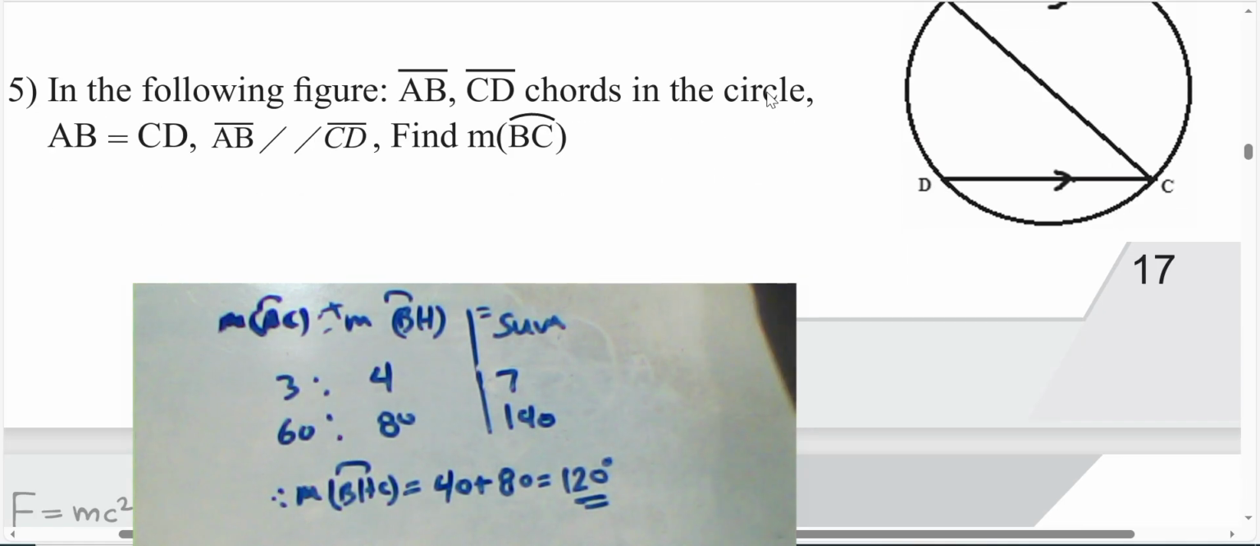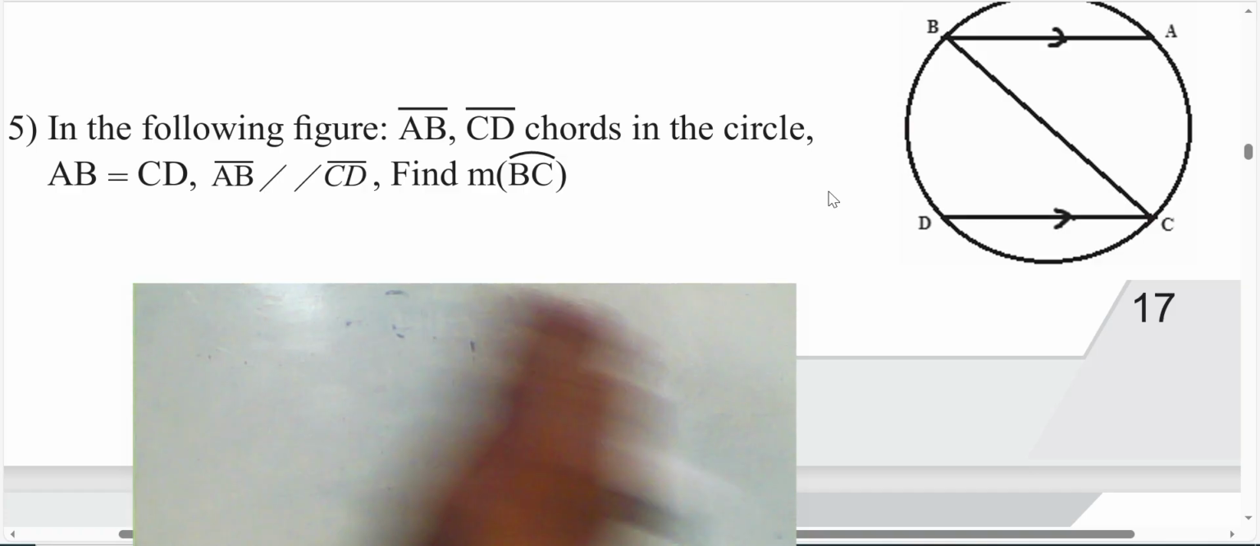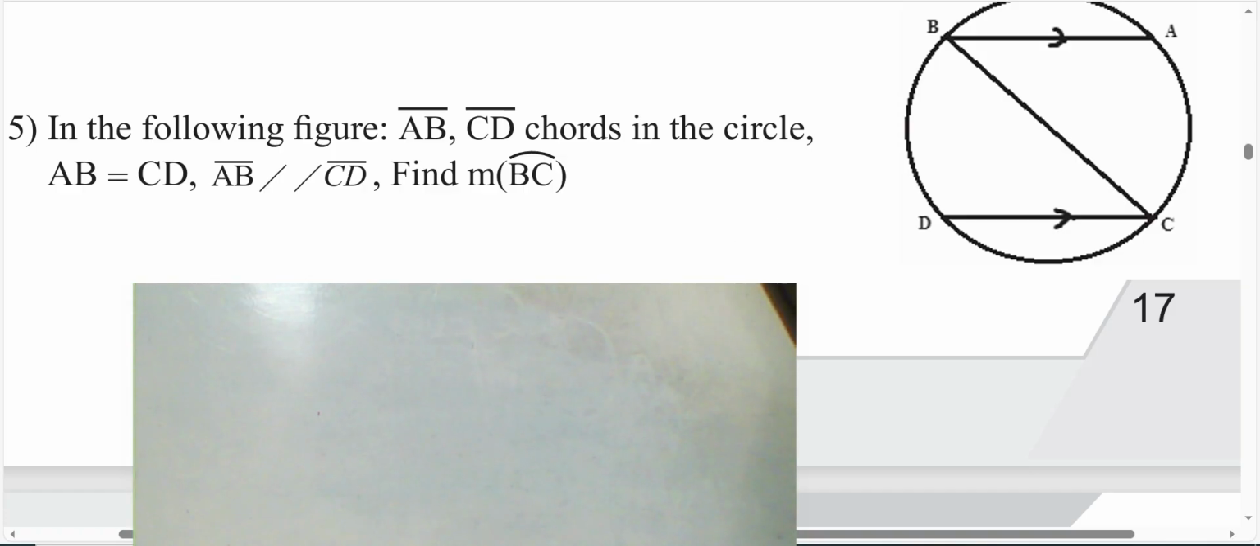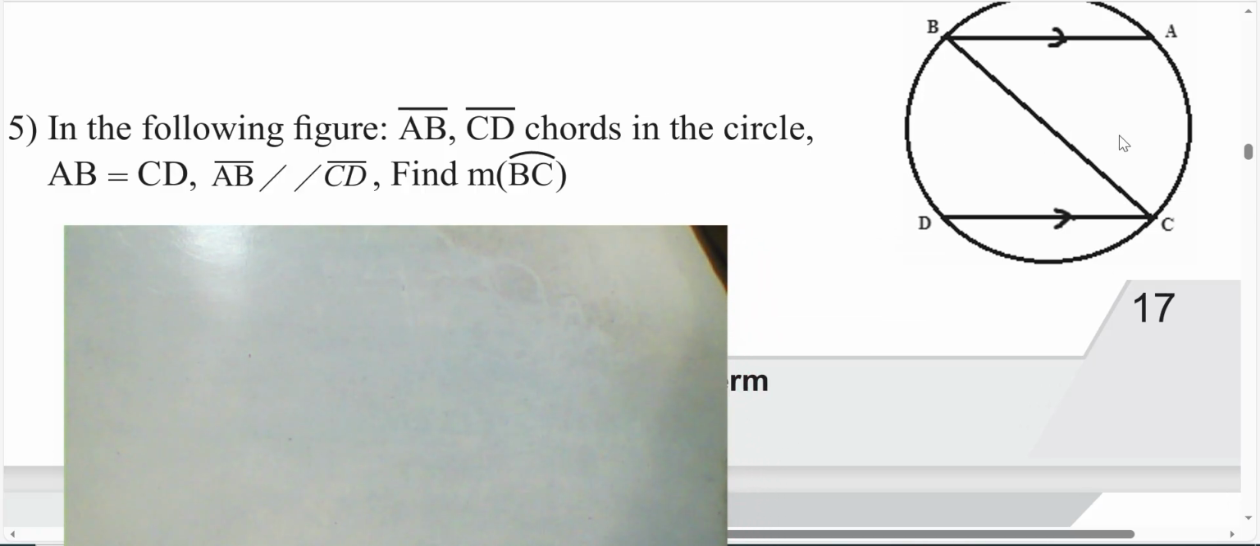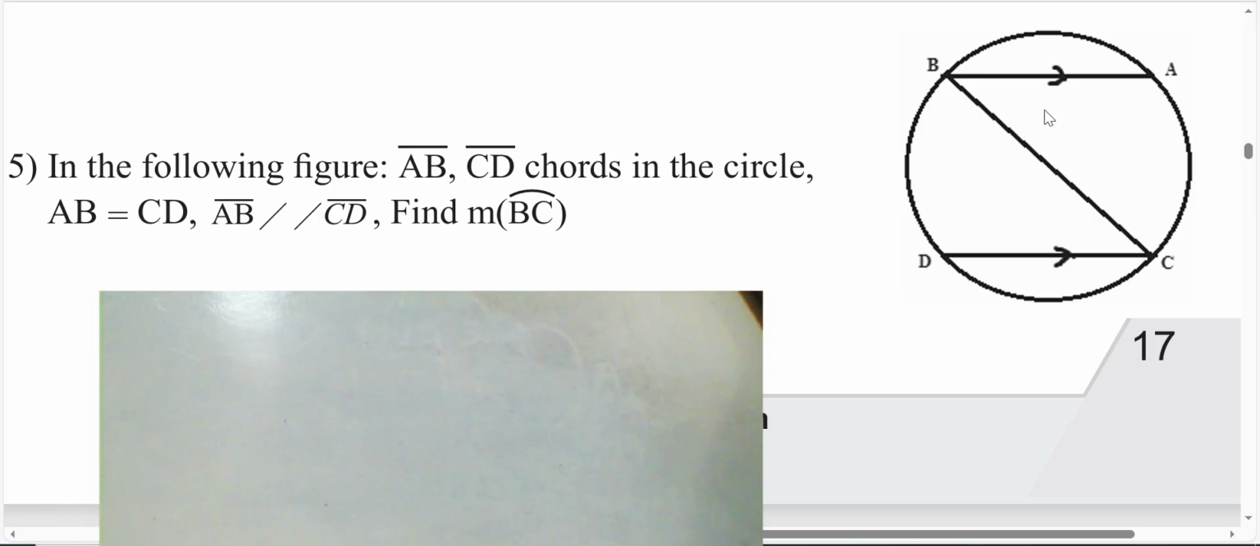Next question. We have a circle here. Two parallel chords and intersecting each other like this, BC. Find the measure of arc BC. You want to find the measure of arc BC here. And he gives me that AB is parallel to DC. It means the measure of arc BD equals the measure of arc AC. They are equivalent. Also he gives me AB equal to CD. AB is equal to DC. Understood? Okay, they are equivalent.